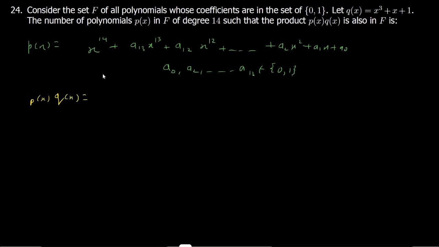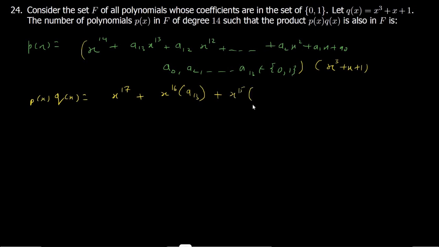P(x) times q(x), if you multiply each of these terms with x cube plus x plus 1, then the overall leading term will be x power 17, plus we will have x power 16 times something. Let me write that something. That something will be a13. Alright, how will we get 16 if we multiply? Or will we ever get x power 16? 14 into 2 is not there. 13 into 3 is there. So I will get a13, that's it. That's the only possible combination for making x16.